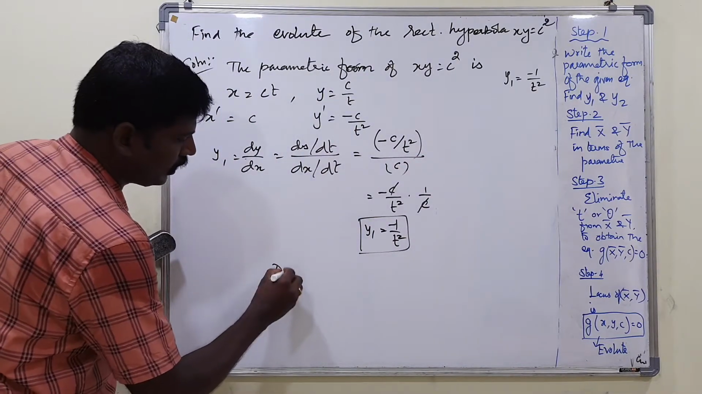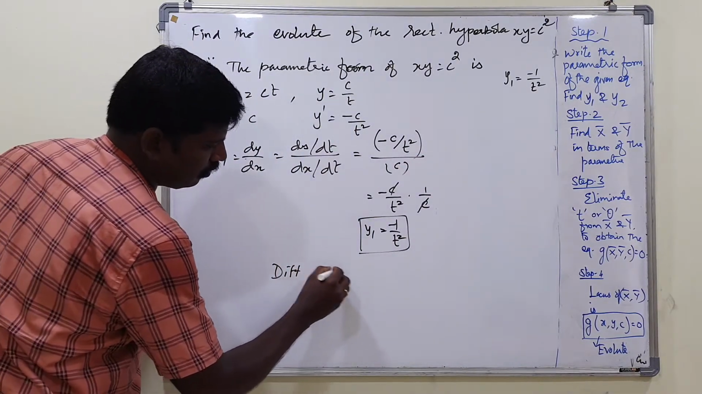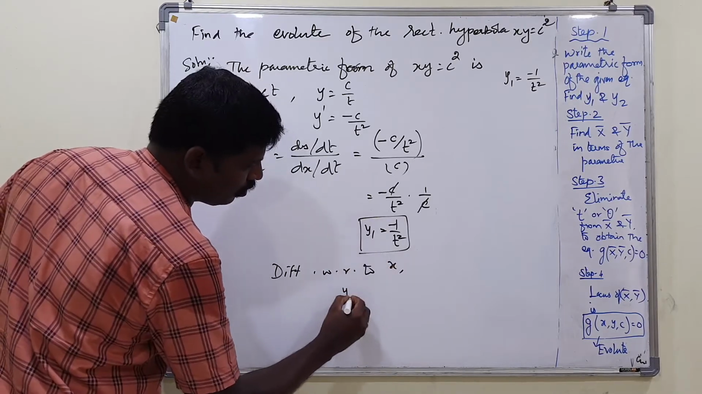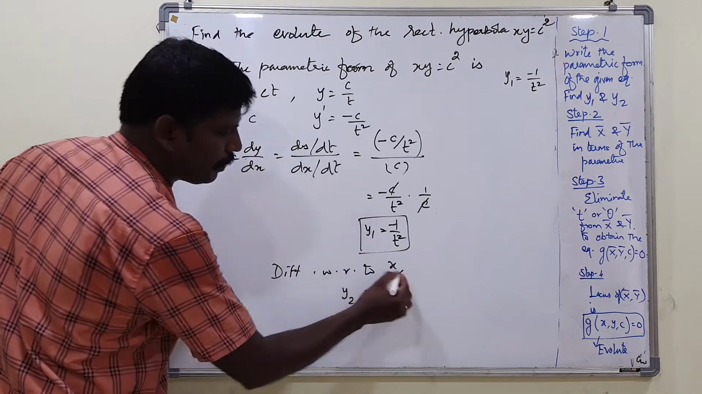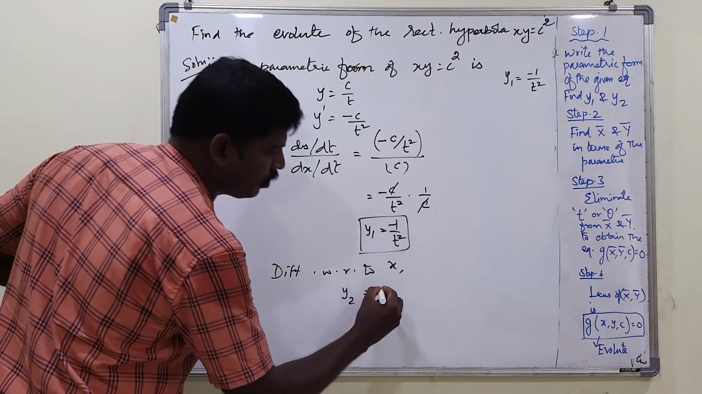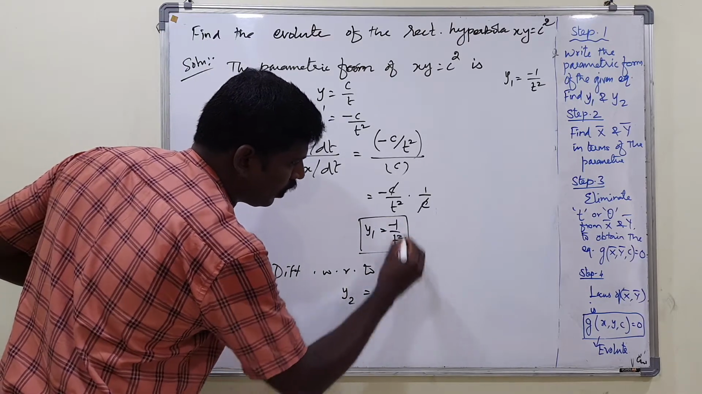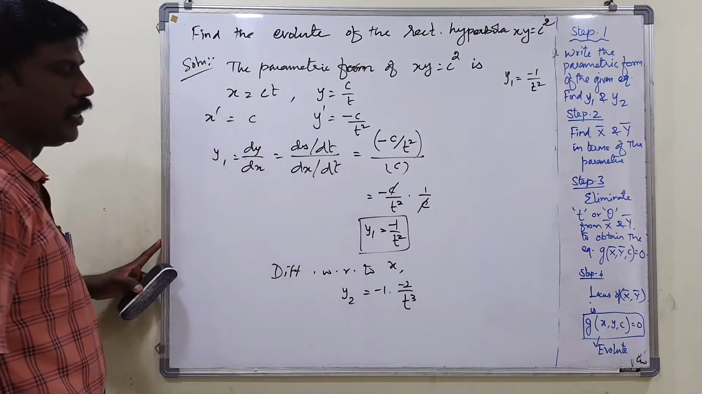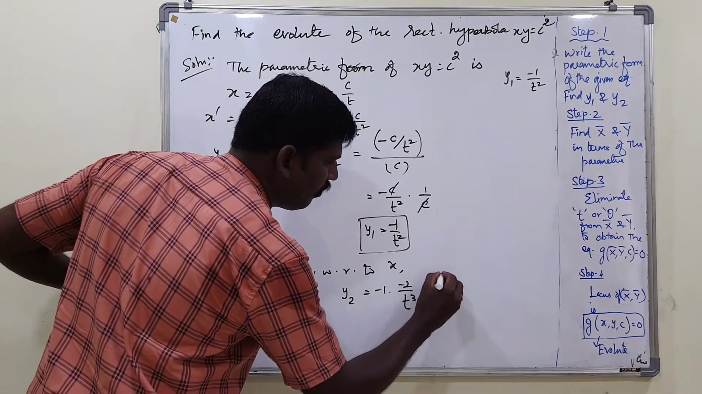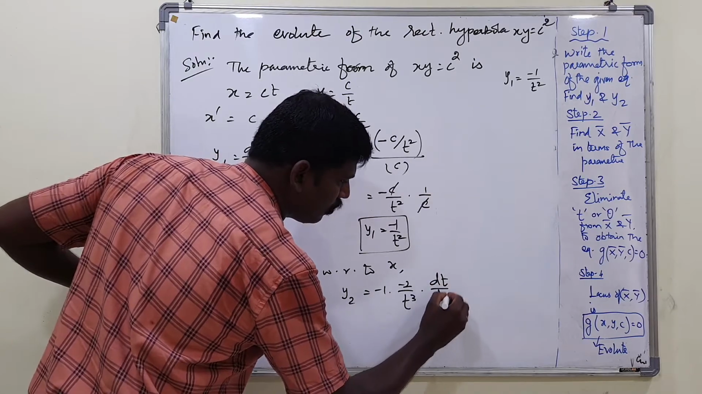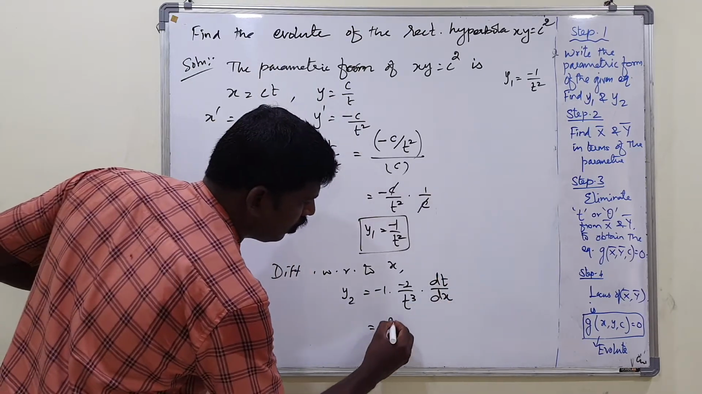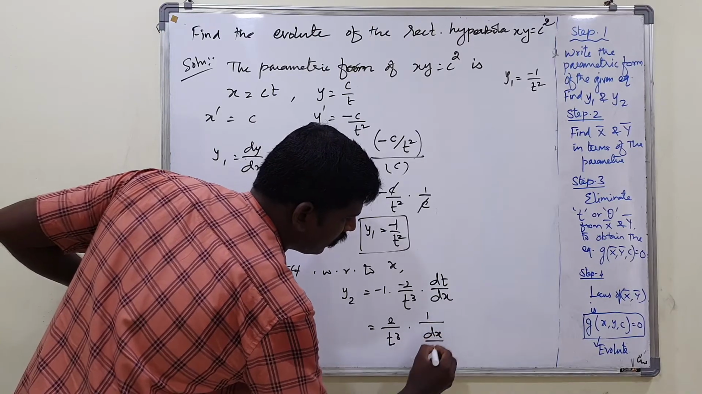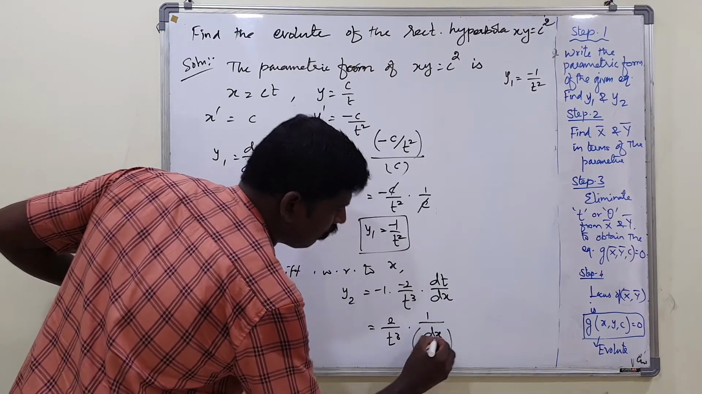Now differentiate with respect to x to get y2. So derivative of y1 with respect to x becomes y2. Minus 1 by t square becomes minus 1 into, what is derivative of 1 by t square? Minus 2 by t cube, into derivative of t with respect to x. That is equal to 2 by t cube into 1 by dx by dt, isn't it? What is dx by dt?